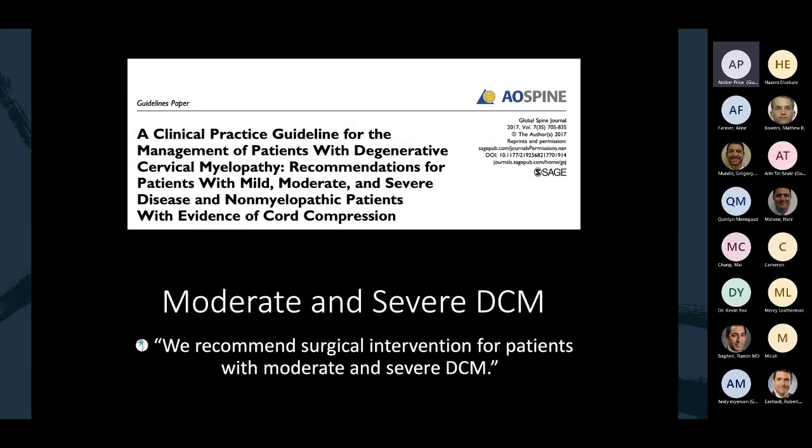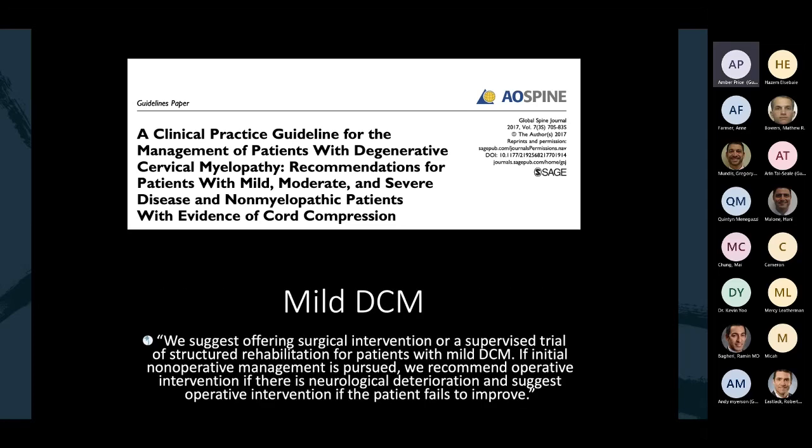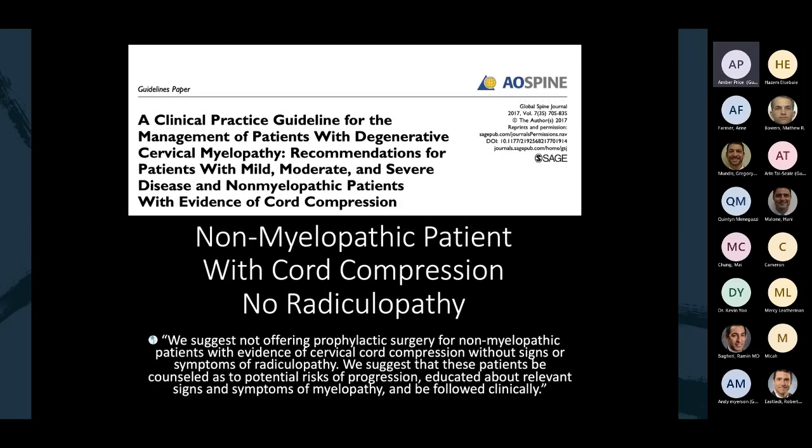For moderate and severe degenerative cervical myelopathy, they recommended pursuing surgical intervention. For patients with mild degenerative cervical myelopathy, they suggested offering a trial of non-operative structured rehab with close clinical follow-up, anywhere from 4 to 6 months. And then if there's obviously any deterioration, they recommend pursuing operative intervention.